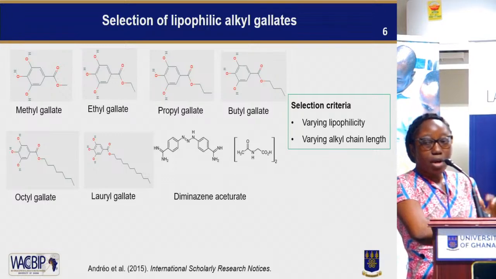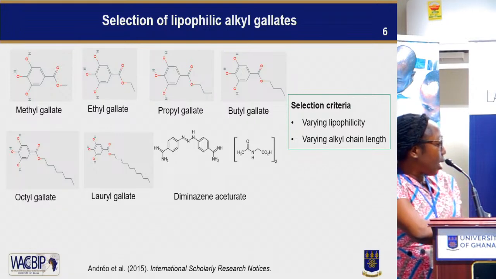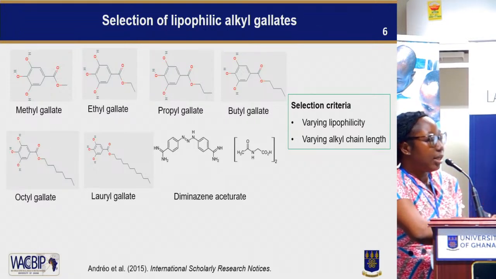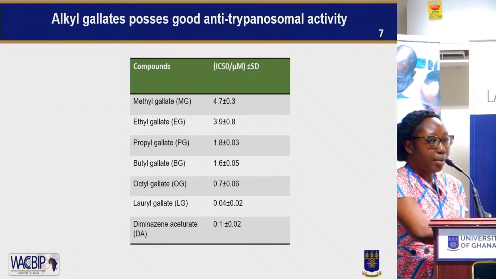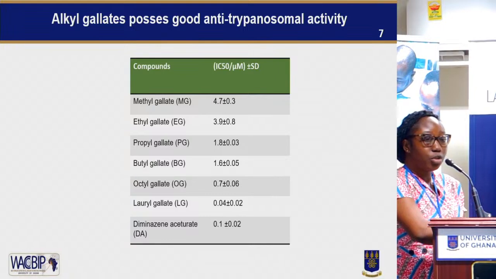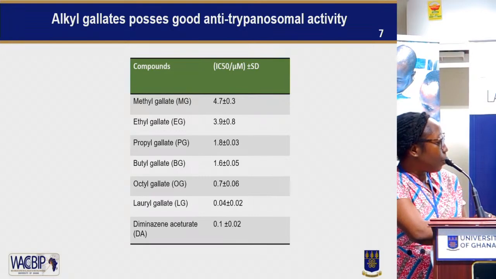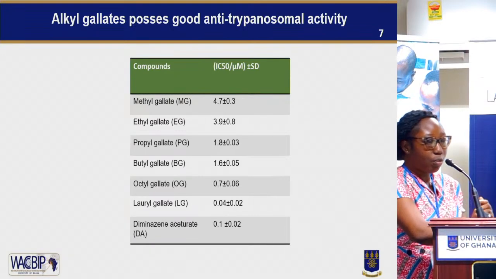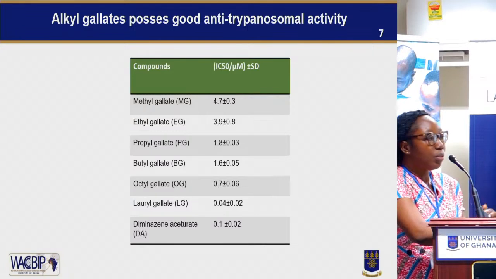So to begin with, a set of alkyl gallates were chosen, and these were based on their varying alkyl chain length as well as their lipophilicity. In addition, a standard trypanosome drug, diminazene aceturate, was included, and the compounds were tested using the Alamar Blue cell viability assay. And here the data shows that these alkyl gallates possess good anti-trypanosomal activity with IC50 ranging from as low as 0.04 to 4.7 micromolar. And because these gallates have been shown to be very active, we used them for downstream assays.